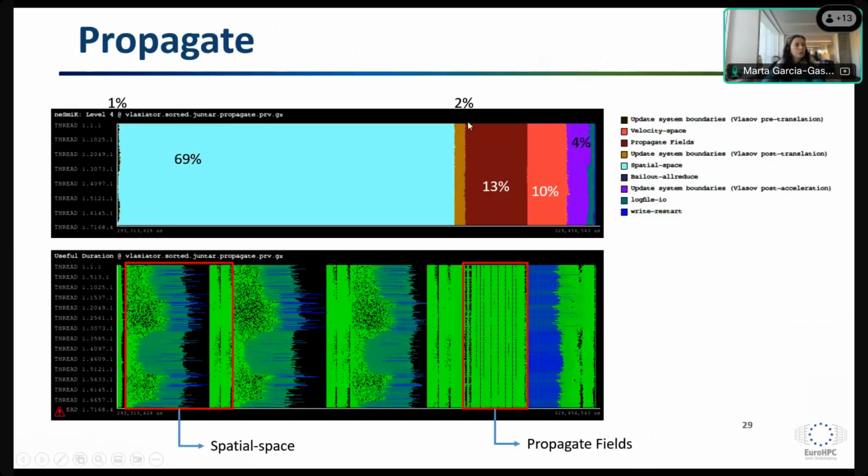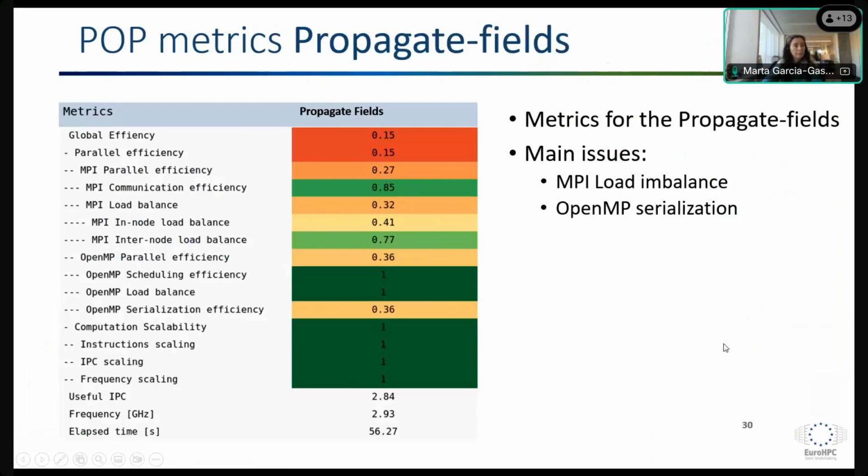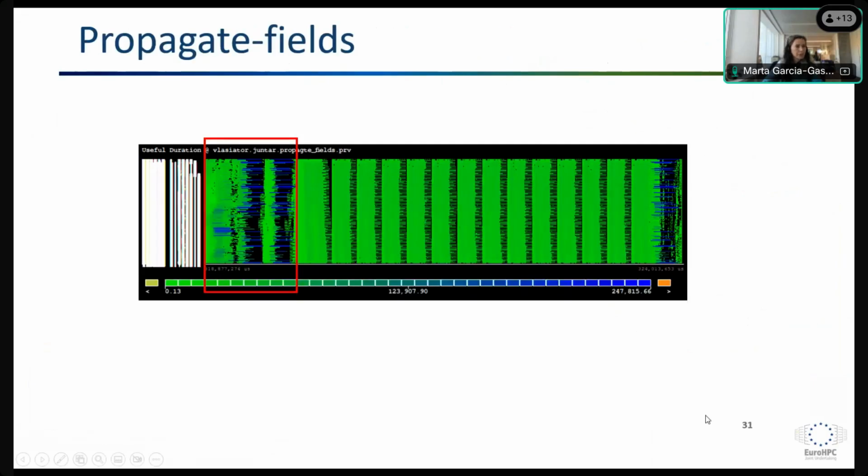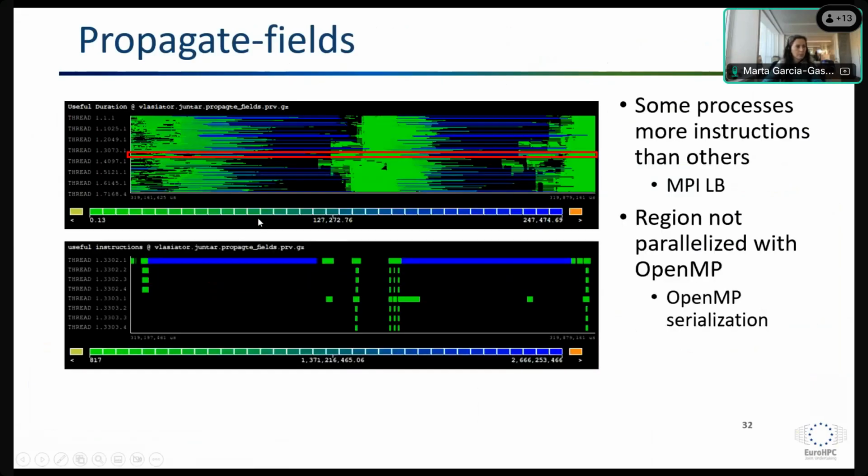And now we go to analyze the propagate fields region, which is the one marked in this part. If we get the TALP metrics for that region, we see that the main issues are the MPI load imbalance here and the OpenMP serialization efficiency. So we check the trace. This is the overall view of the whole region, and we zoom in on this part here because it seems to be some load imbalance or some issue because there's a lot of black.